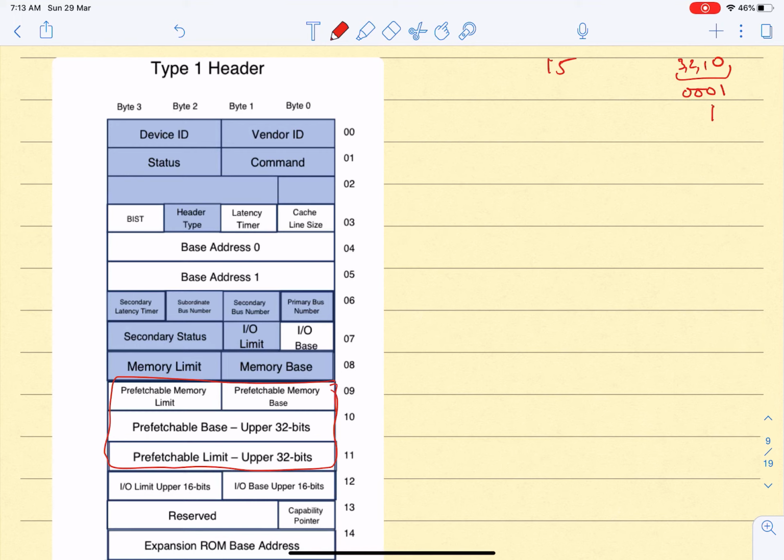It tells that 32 bit, if it is 0 it is 32 bit, that we had discussed earlier. It is 1 now, so it is 64 bit. So prefetchable memory should be in 64 bit address space, and 15 down to 4. So the upper 32 bits will come from here, so that will be 31 down to 0.